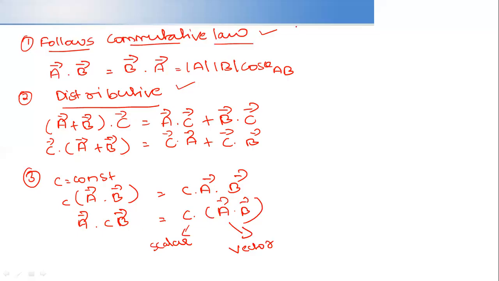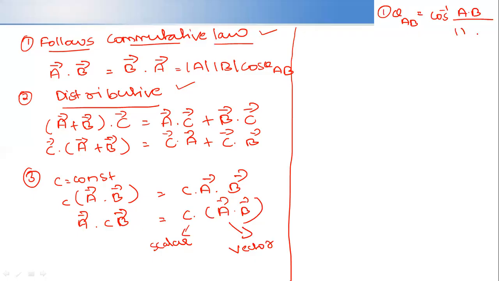Now let's see some applications of dot product. One application you can straight away write: you can find the angle theta. Angle theta AB will be cos inverse of A dot B by mod A mod B. That is, from this equation you can write cos theta AB equals A dot B by mod A mod B.